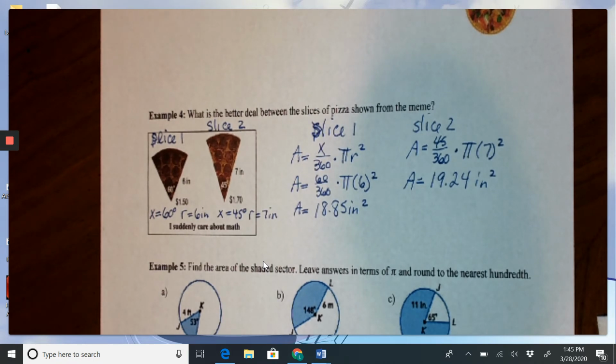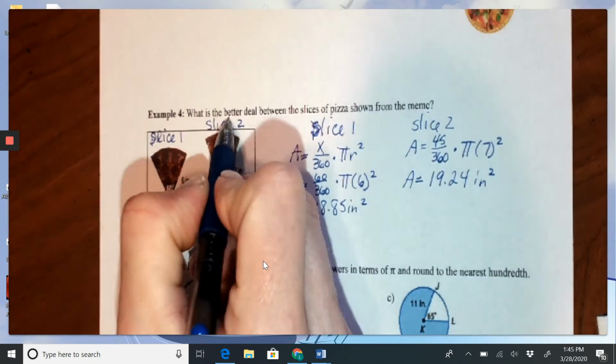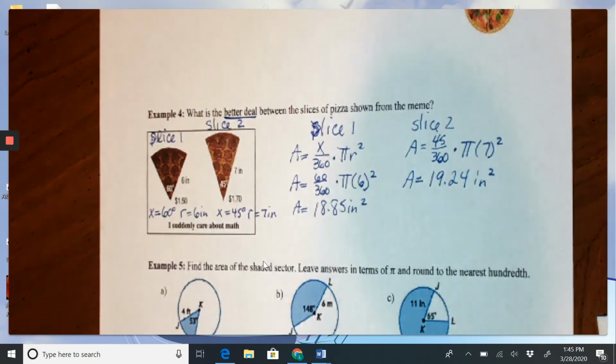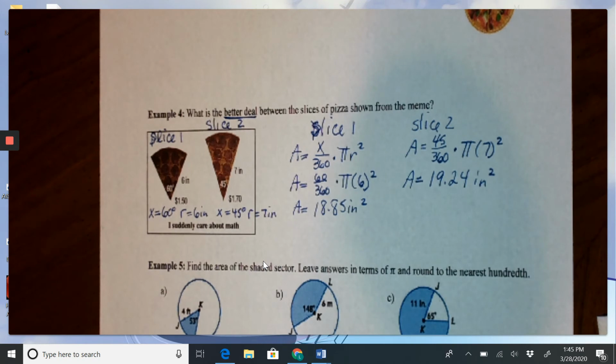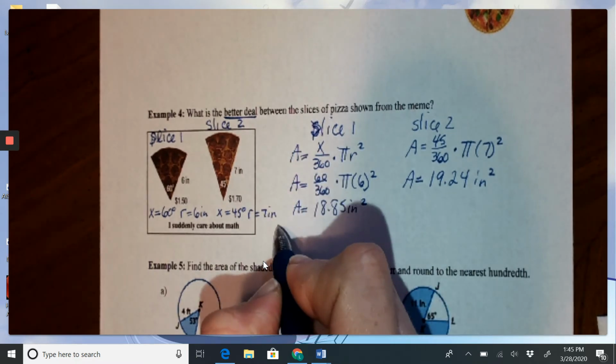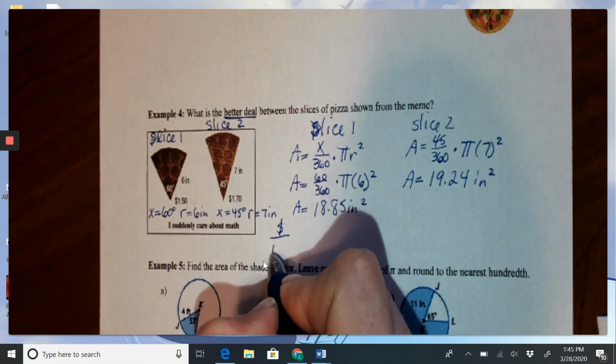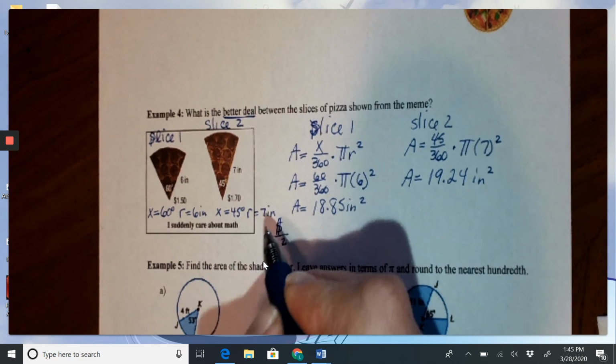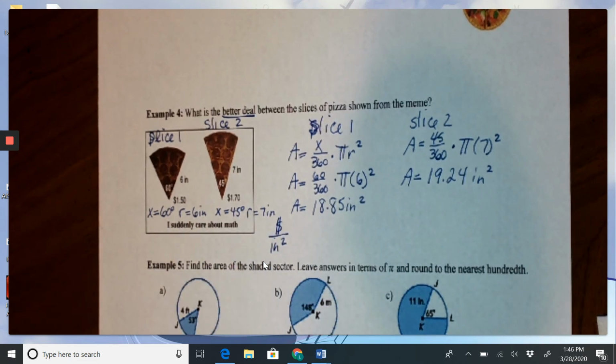But that's not the question we're asked here. We're asked which one is the better deal between these two slices of pizza. When we're talking about a better deal, what we really need to compare is the price per square inch, because that tells you how much you're paying for the amount of pizza that you're getting. We know the price of each slice, and now we know how many square inches of pizza we have.